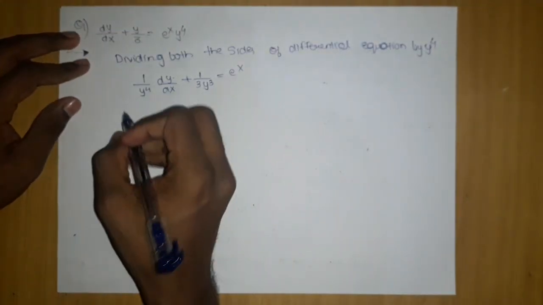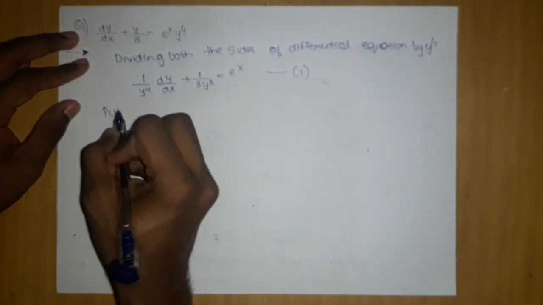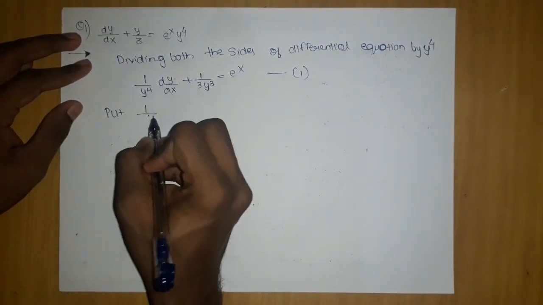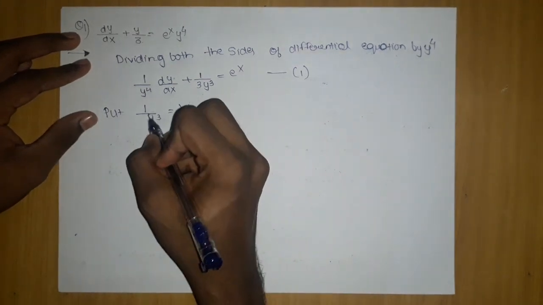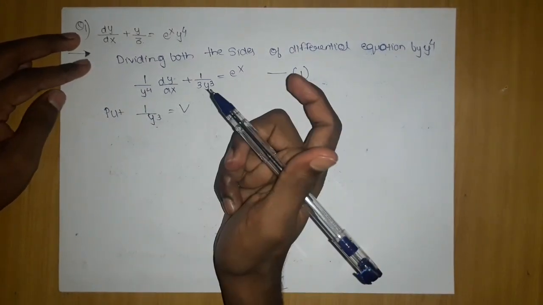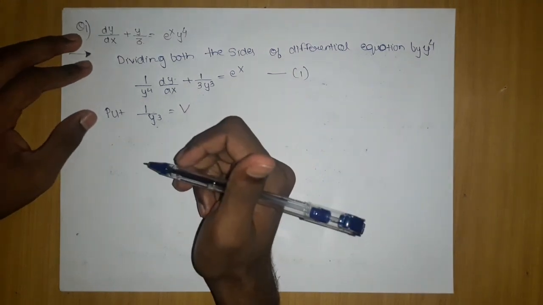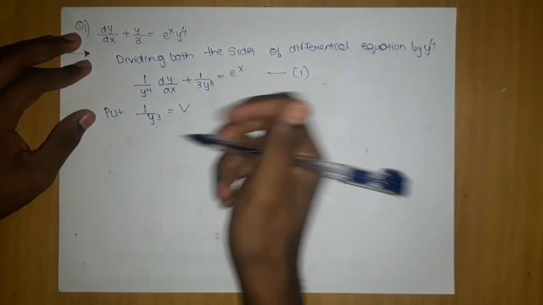You can observe this basic thing. The moment you observe, put 1 by y cube equals v. The moment you do, differentiate it with respect to x. If y is there you have to differentiate it with respect to x, and if x is there you have to differentiate it with respect to y.